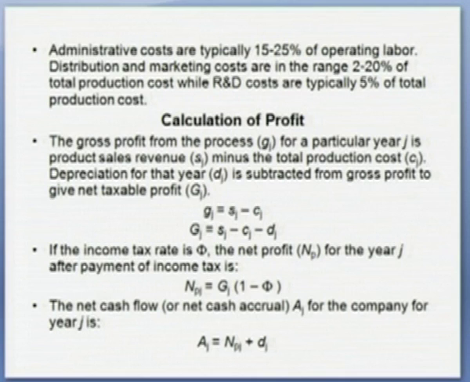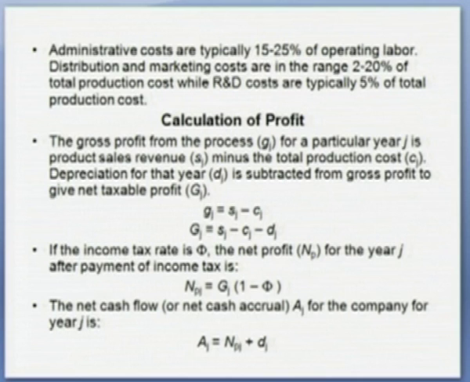Now, let us see very briefly at the end of this lecture the definition and calculation of profit. The gross profit from the process, which we denote as Gj for a particular year j, is the product sales revenue Sj minus the total production cost Cj. So, Gj is equal to Sj minus Cj. The taxable profit is Gj minus the depreciation allowance Dj, that is, the gross profit minus depreciation allowance.